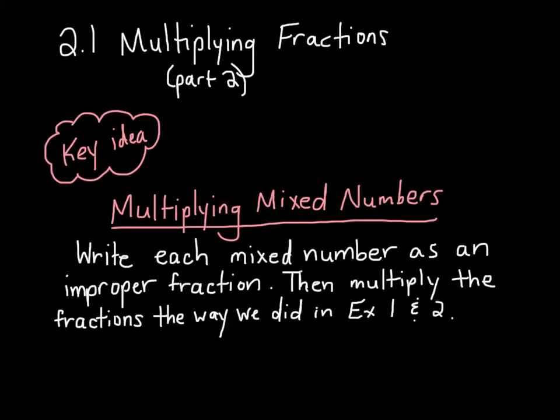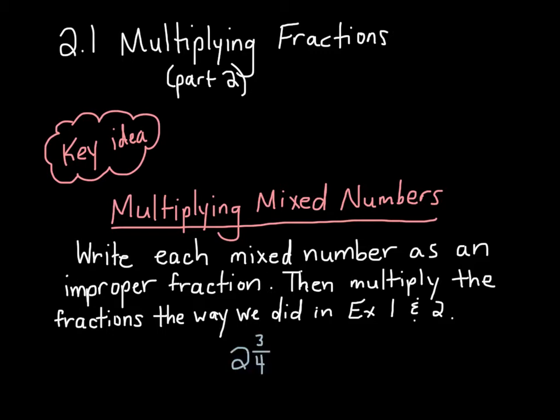Chapter 2.1 continued. We're going to do the second half of the section, and just an important key idea here as we start to get into multiplying mixed numbers. When we do that, you're going to write each mixed number as an improper fraction and then just multiply the fractions the same way we did in example 1 and 2.